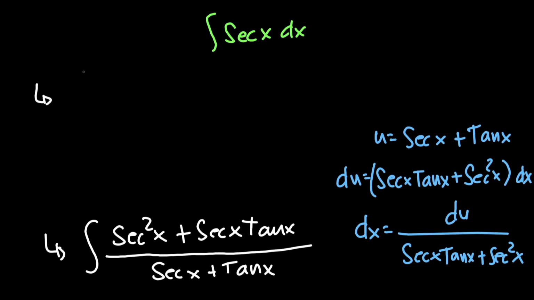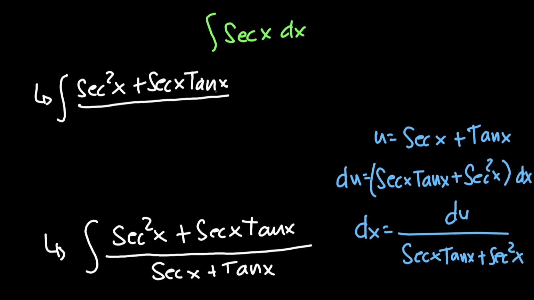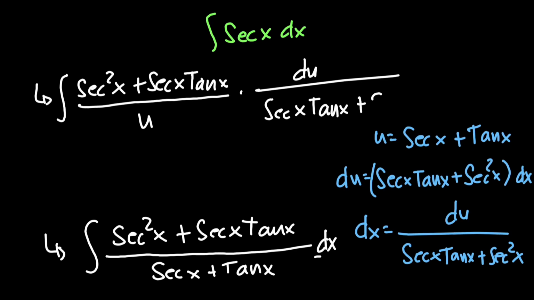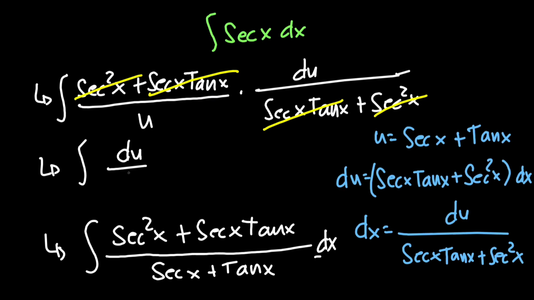And so let us substitute the value. This would be the integral of sec²x plus this value over u, because this is what we substituted it as, and multiply this by the value of dx, which is du over sec⁴x tangent of x plus sec²x. You can see here now that we can simplify, because the sec⁴x tangent of x would cancel and the sec²x would also cancel. What you are left with is the integral of du over u.